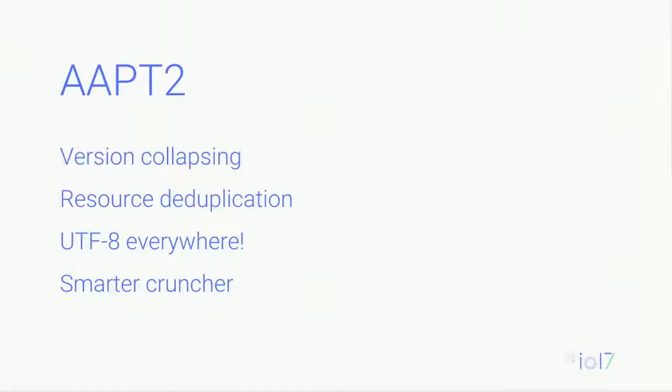AAPT2 does a couple more internal things. Like it starts using UTF-8 for text, for string resources included in XML files like layouts and the binary resources file. It has a smarter cruncher. This is the part that reduces the size of your images by optimizing them. And if it finds that your images are actually already pre-optimized and the output of AAPT2 crunching would be bigger, then it just discards those bigger versions and uses smaller ones.